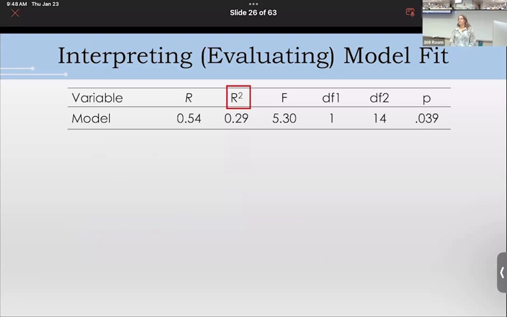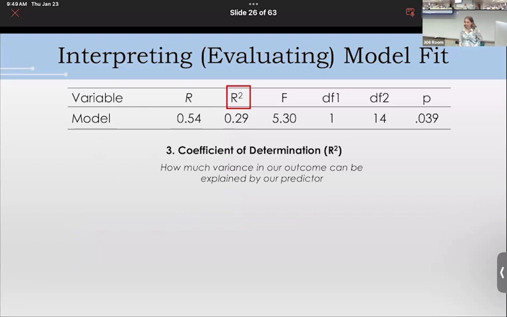This is the gold mine. This is where my eyes go first. Your R squared. Remember I told you that from now on you would see it as a capital R squared? It means the same thing, but you will see it from now on as a capital. This is still the coefficient of determination. However, it is how much variance in our outcome can be explained by our model. Now, in the case of simple regression, how many things are in our model? How many predictors? One. So model and predictor are synonymous here. You see that?